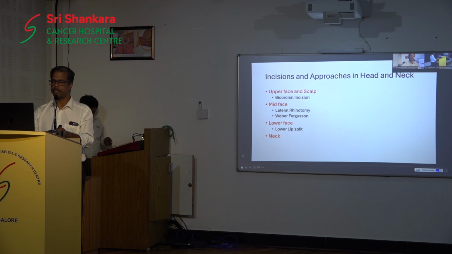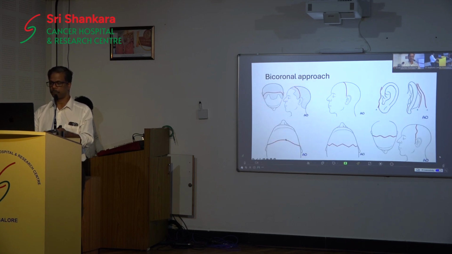So, what are the incisions and approaches in the head and neck? I'll be mainly going through these incisions, concentrating on the upper face and scalp, the bicoronal incision. In the mid-face, there are the lateral rhinotomy and Weber-Ferguson incision, and in the lower face, the lower lip split, and some incisions for the neck dissection.